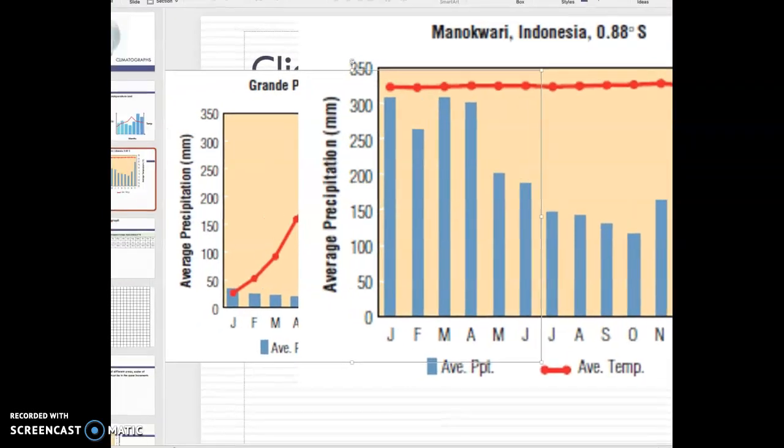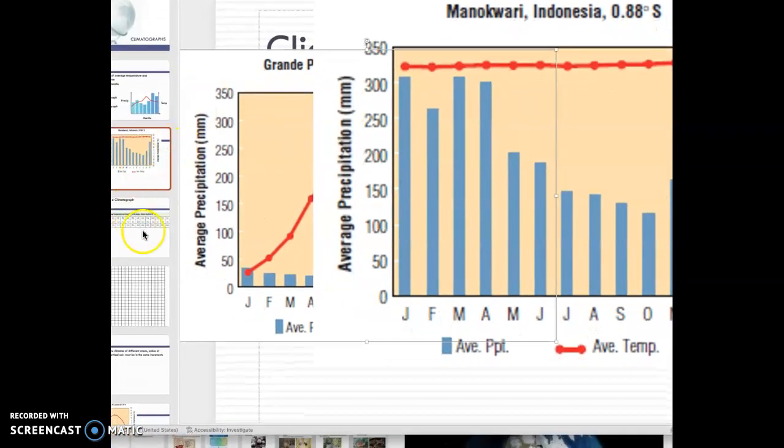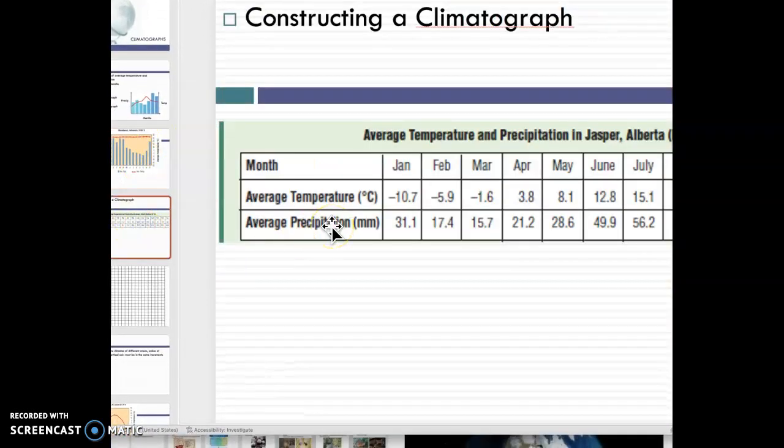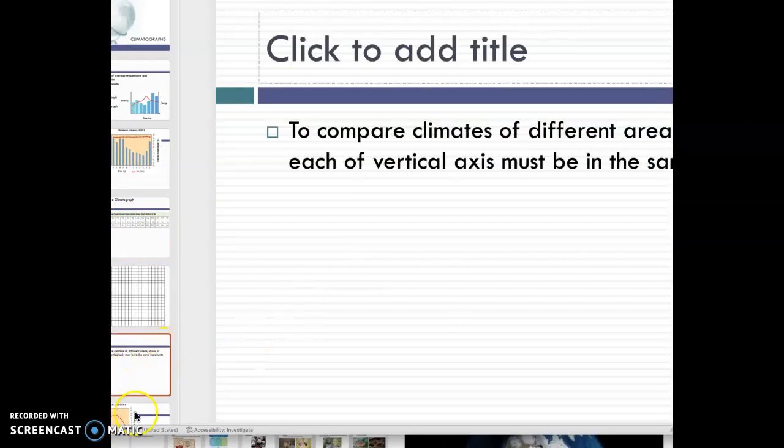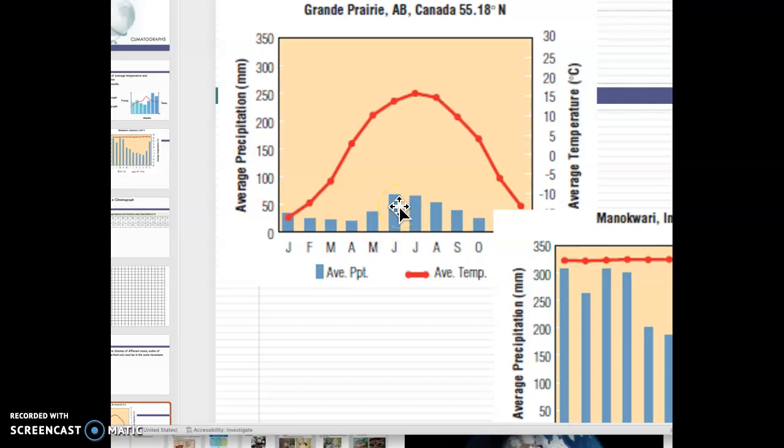Oh my goodness, how do I only have 1 minute left? I wonder if I can finish climatographs in one go. Okay, so you take all these numbers and put them on the graph. Is how you would do it if you had to make one.